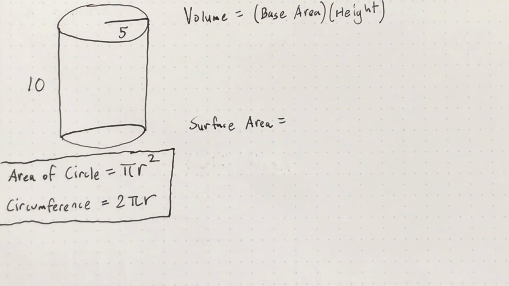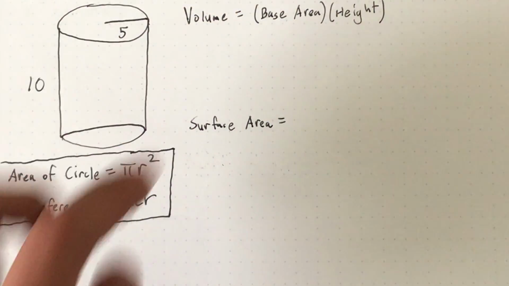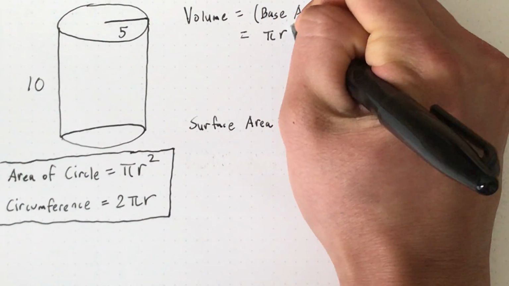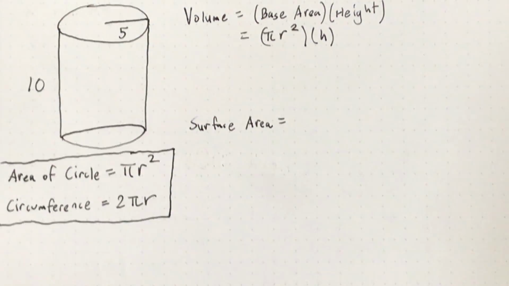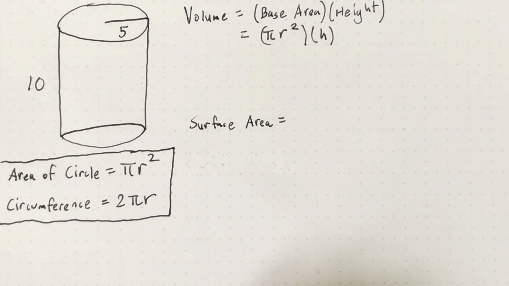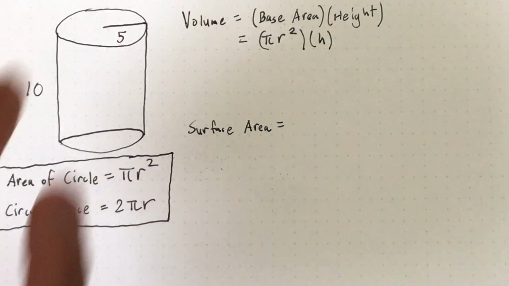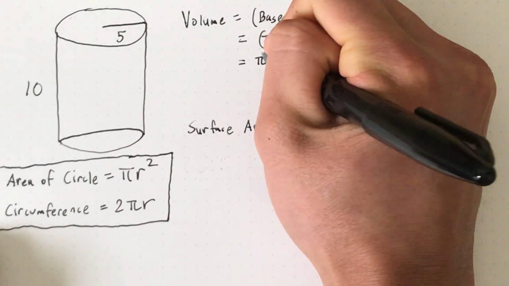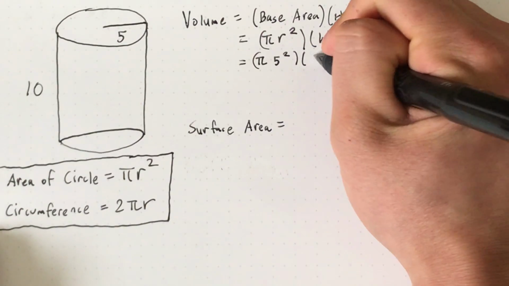So what is the base area? The base area for a cylinder is going to be a circle. So we can rewrite this as pi r squared times h. So pi r squared is going to be your base area, and h is going to be your height. The radius is 5, so we're going to plug in pi 5 squared times h. H is 10 in this example.